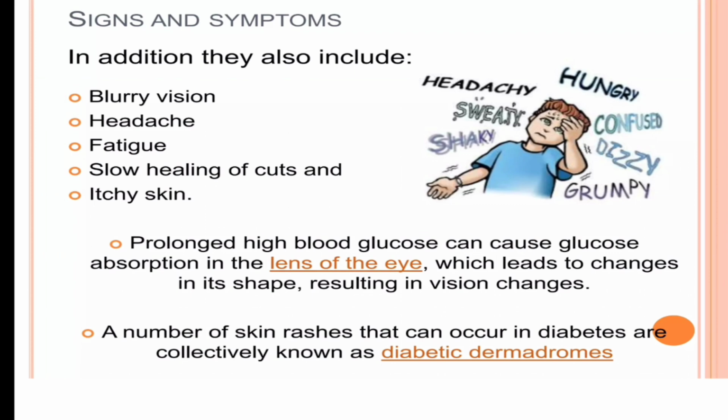Signs and symptoms. In addition, they also include blurry vision, headache, fatigue, slow healing of cuts, and itchy skin. There are hunger, confusion, dizziness, shakiness, sweating, and headache. Prolonged high blood glucose can cause glucose absorption in the lens of the eyes, which leads to a change in its shape, resulting in vision changes. A number of skin rashes that can occur in diabetes are collectively known as diabetic dermadromes.